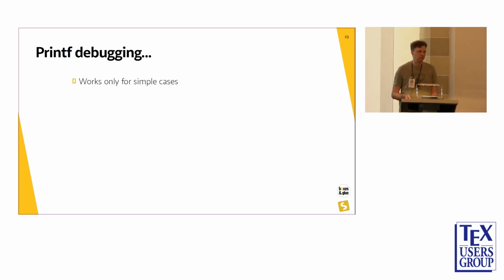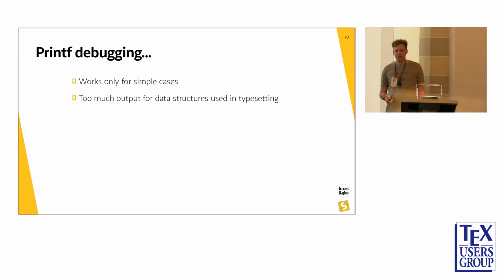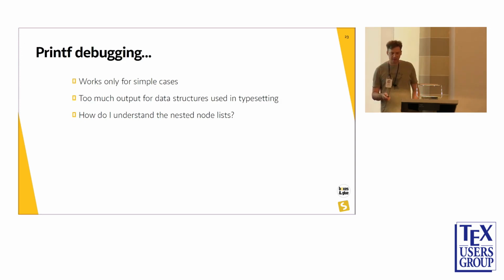It works only for simple cases. When doing typesetting, you sometimes have a lot of information on the page, nested data structures, boxes inside boxes, lots of glyphs and other things, and there printf is getting hard to read. So it's too much output for data structures in typesetting. And now how do I understand the generated node list or the nested node list? I need some kind of structured output.